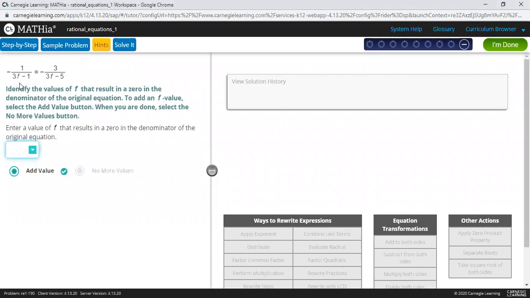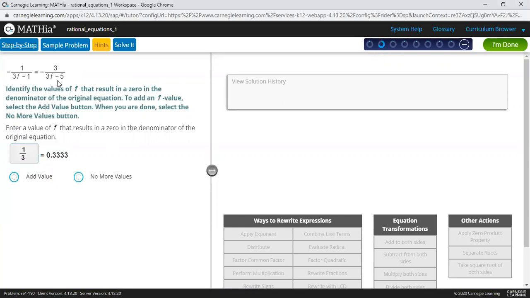So if you notice, I want to set 3f minus 1 equal to 0 to figure this out. So if I set 3f minus 1 equal to 0, and you can do a little bit of scratch work on the side, you will find that f equals 1/3 there. So the value of 1/3 would make this, so 3 times 1/3 minus 1 is 0.